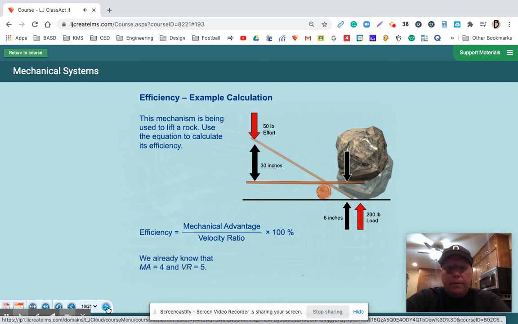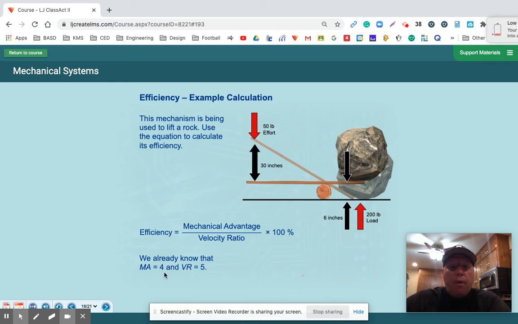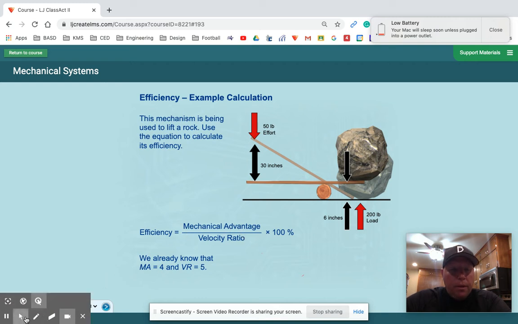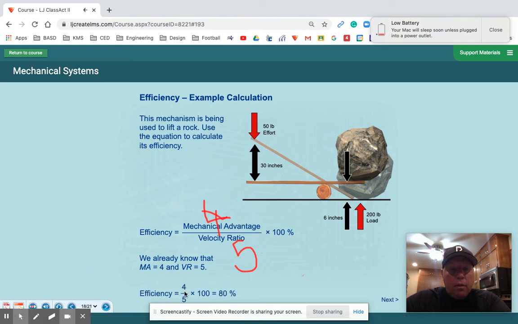Well, we already know that. Going back to the earlier presentation, we already know the mechanical advantage of this lever is 4 and that the velocity ratio is 5. That's important to remember because it's going to factor in. So I would put 4 up here, 4 up there, and then 5 down below here. Multiply times 100. So I'll get my calculator out. 4 over 5 times 100 equals 80%, and we always are going to round up in these equations.